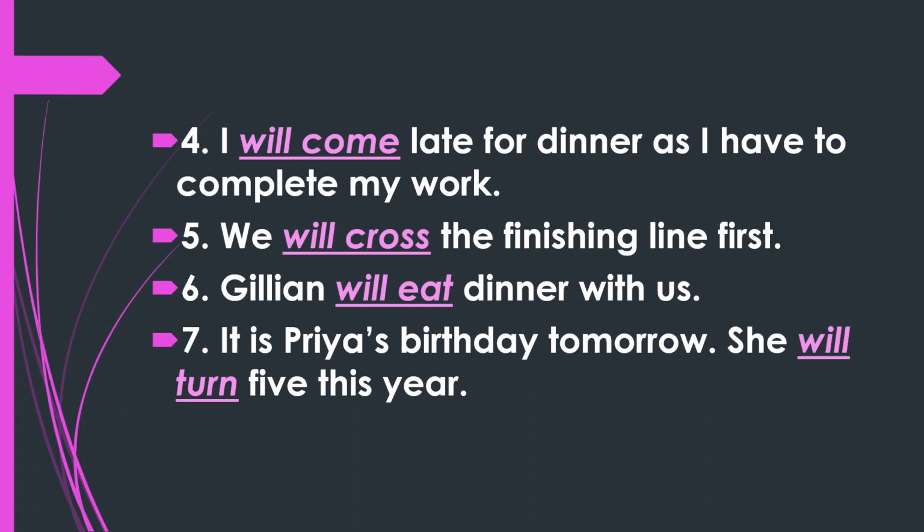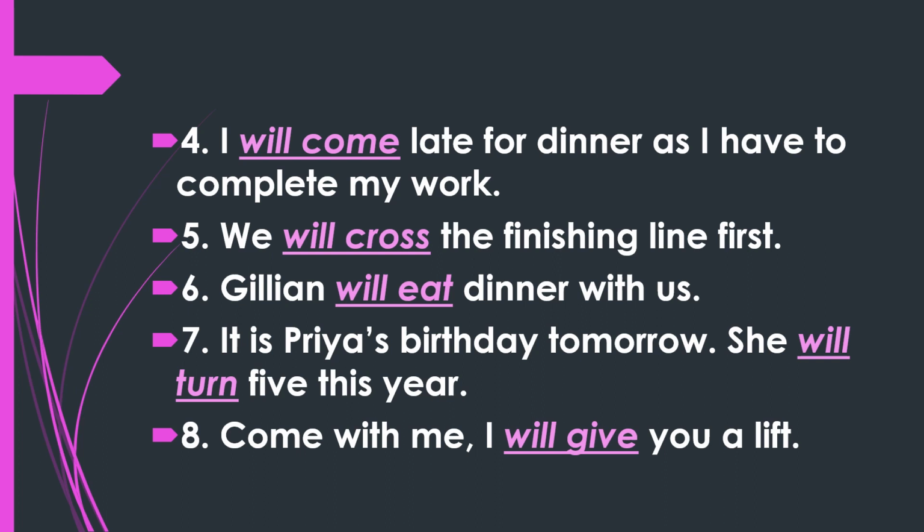The seventh one is it is Priya's birthday tomorrow. She dash 5 this year. Here we are going to use the verb turn and we have to add will before turn. So the sentence in the future tense becomes it is Priya's birthday tomorrow. She will turn 5 this year.